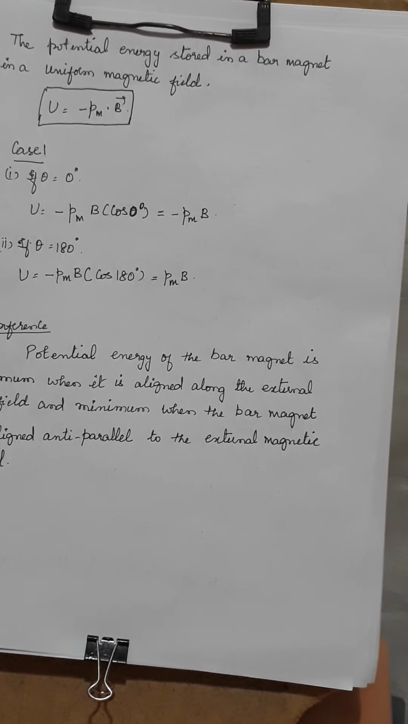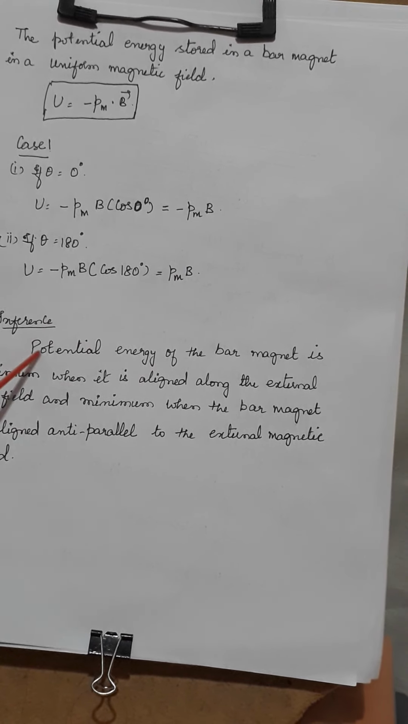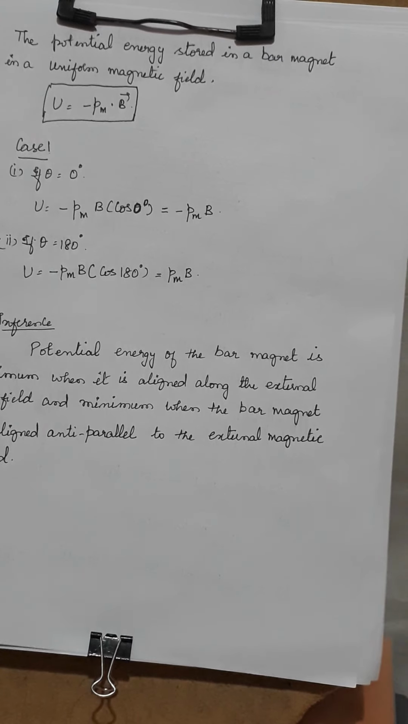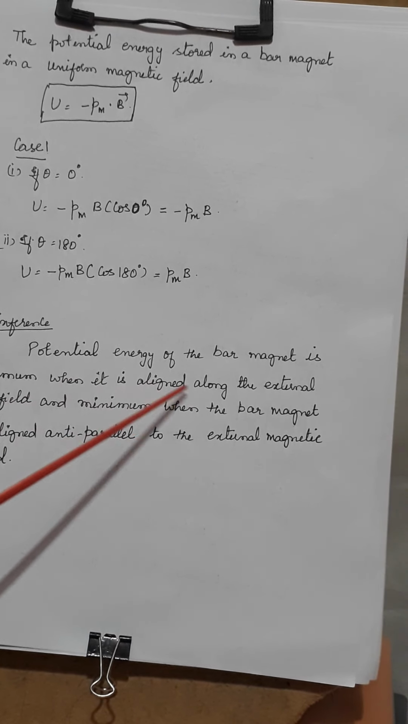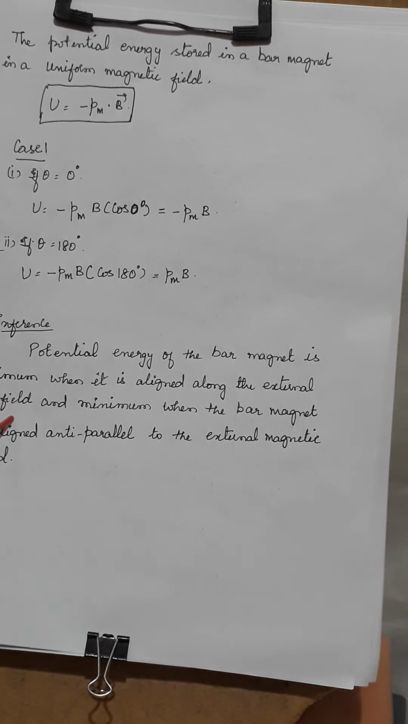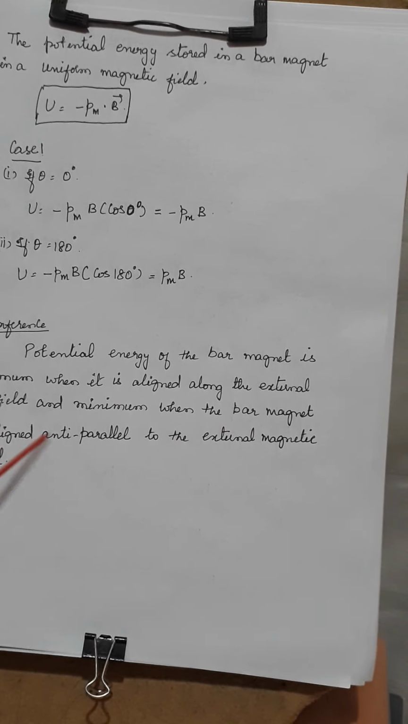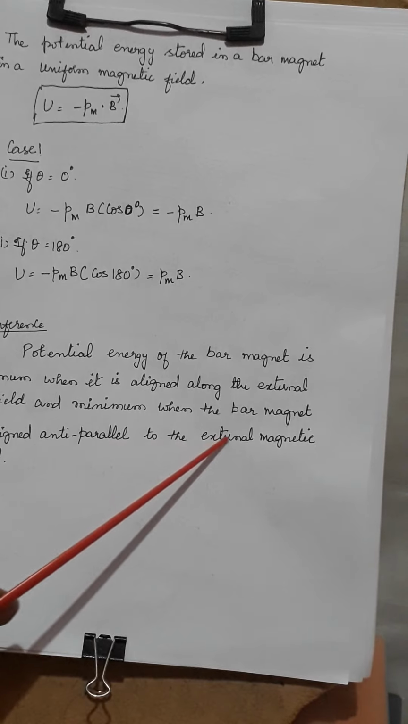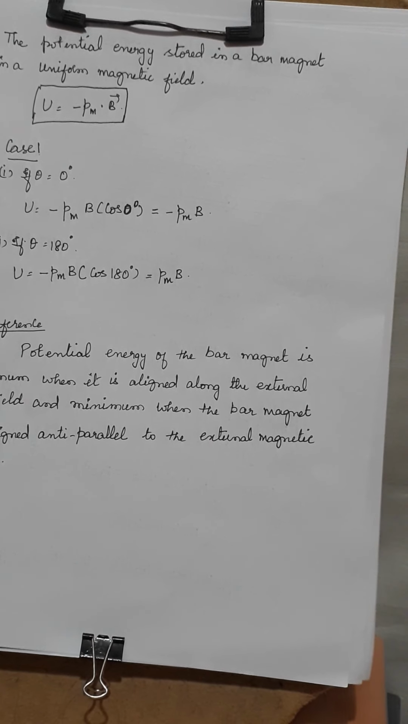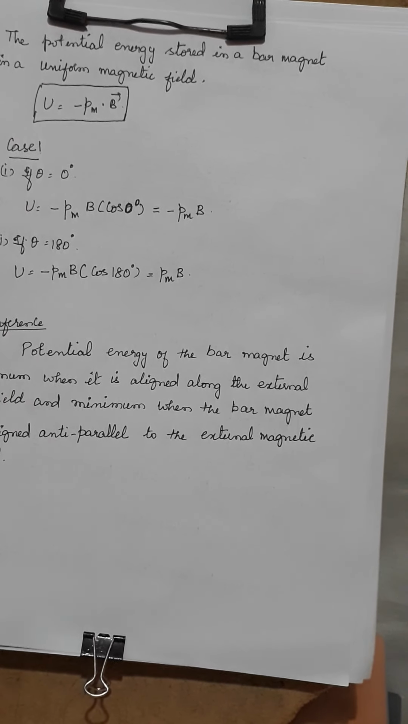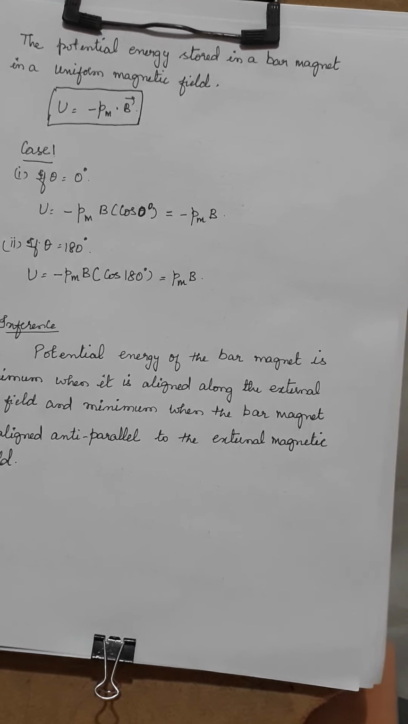So what you infer from here is that the potential energy of a bar magnet is minimum when it is aligned along the external magnetic field, and maximum when the bar magnet is aligned anti-parallel to the external magnetic field. This is the inference that you conclude from the potential energy.